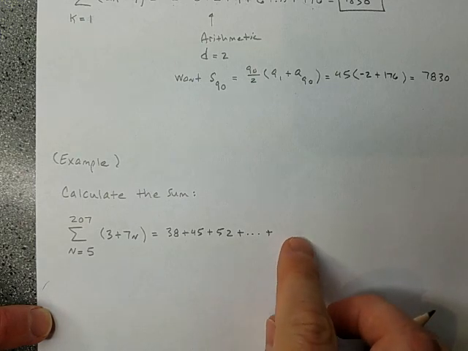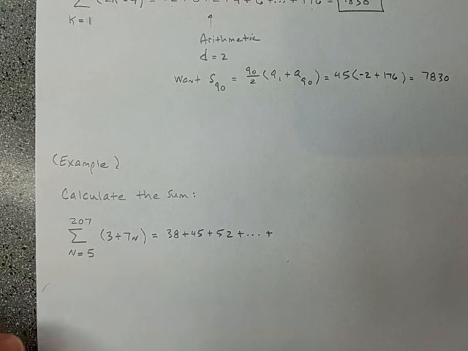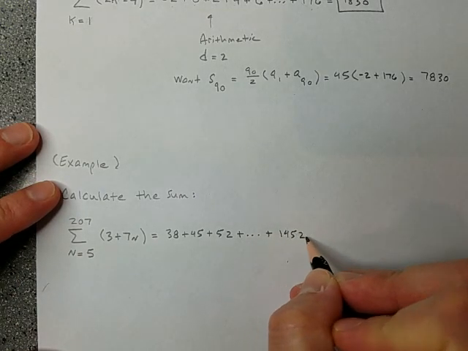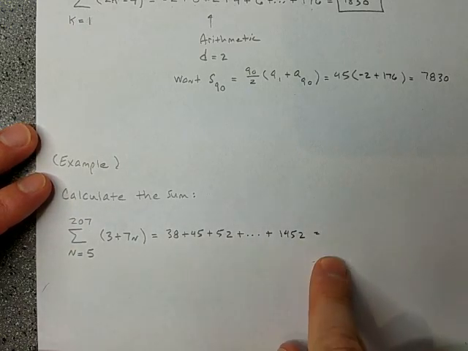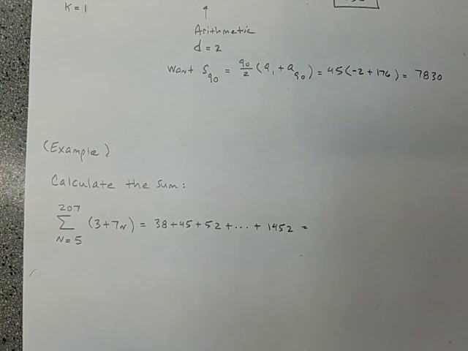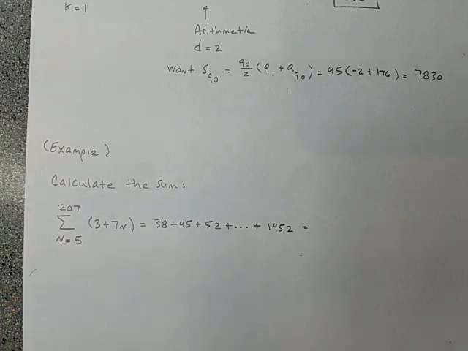What's the last number going to be? Well, I've got to put 207 in there. So let's see. What's 7 times 207, and then plus 3? That's going to be 1452. So that's the very last number. So what's that grand total? That's what we're after. Well, how many terms are there? I guess that's the tricky part with this one.